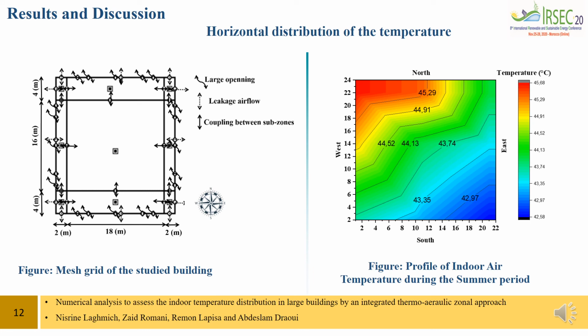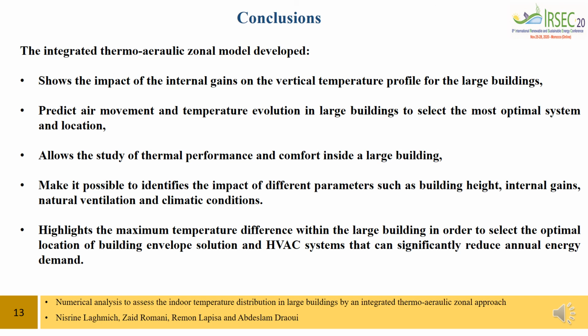Temperature distribution, in combination with natural ventilation and internal gains, has been evaluated. A maximum temperature difference between the opposite subzones is about 3 degrees Celsius. It can be noted that natural ventilation is not sufficient to ensure acceptable indoor thermal conditions. To sum up what I've just said, the advantages of the integrated thermo-aeraulic zonal model developed in this study are shown in this slide in 5 points.